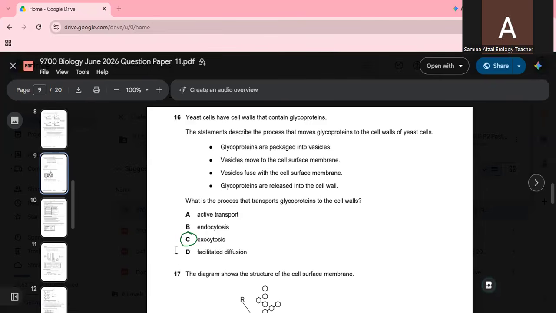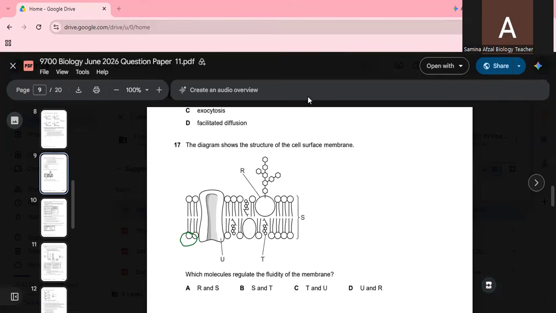Now moving towards the question number 17. Question number 17: the diagram shows the structure of the cell surface membrane. Which molecules regulate the fluidity of the membrane? Here they have given us R, which is the glycoprotein, a carbohydrate chain which is attached to a protein. So this is glycoprotein.